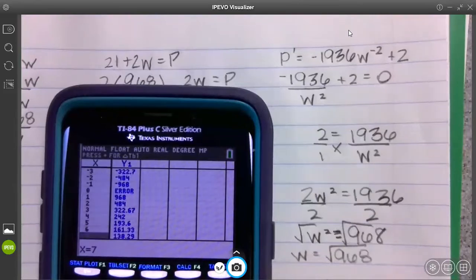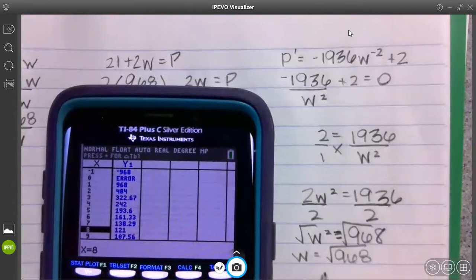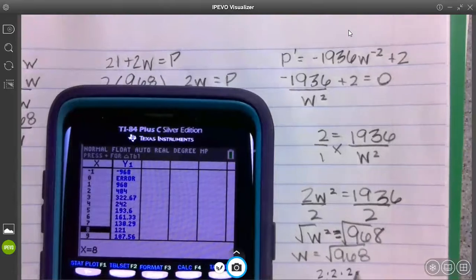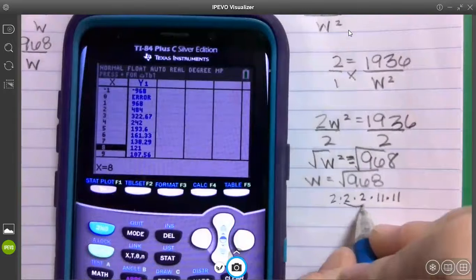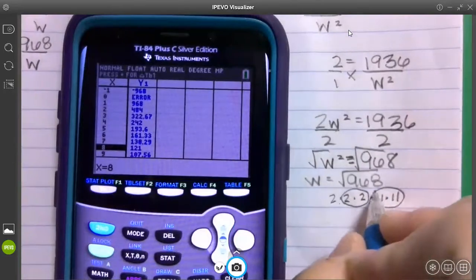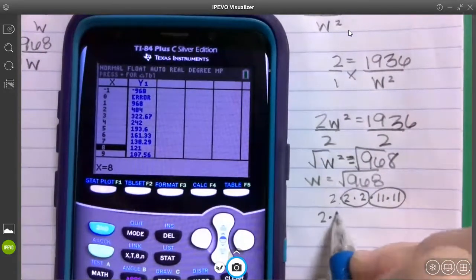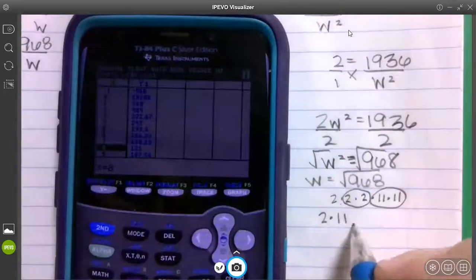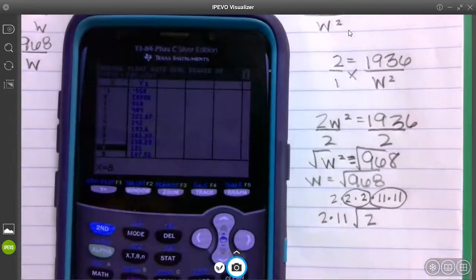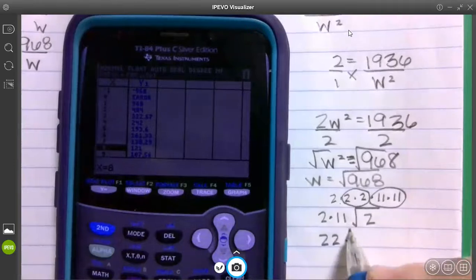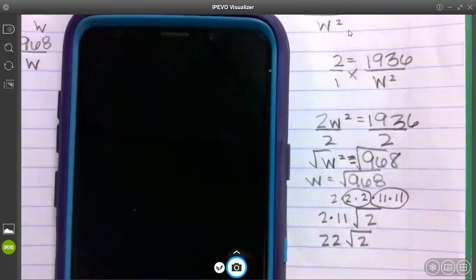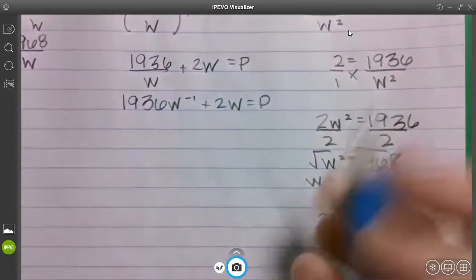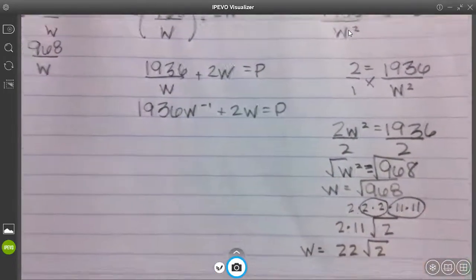So here's 4 and 242. That one doesn't help me, but this one does: 8 and 121. So 8 is 3 2s. 121 is 2 11s. I have pairs of 2s and pairs of 11s. That means 2 and 11 will come outside. A 2 stays inside. And your reduced answer is 22 square root of 2. And if you guys see, there's one of those on there. So that's your width. How do you get your length?